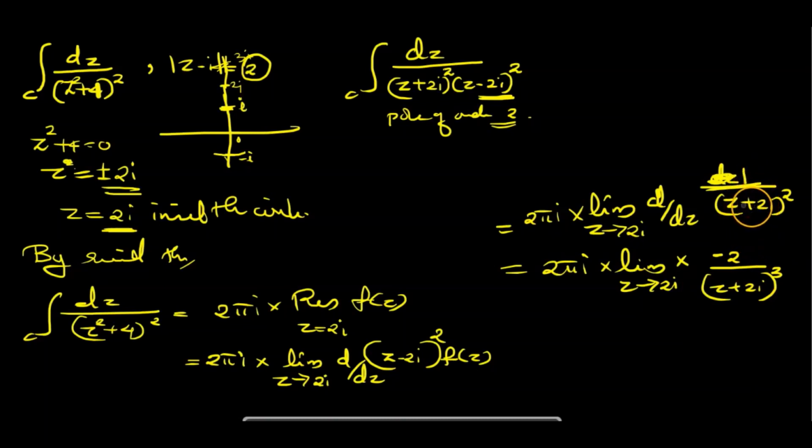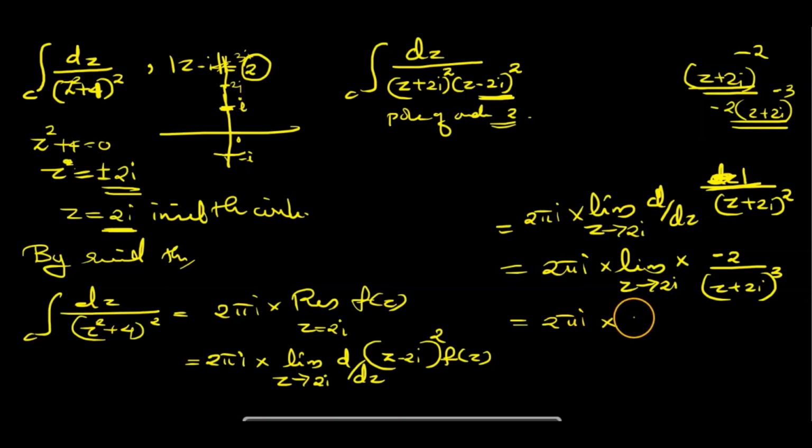This is 1 by z², this derivative, this (z + 2i) all raised to −2. So derivative is −2 (z + 2i) raised to −2 − 1, that is −2 (z + 2i) raised to −3 is the derivative. Now that is −2 divided by (z + 2i)³. Now putting the limit z = 2i, we get −2 divided by (2i + 2i), that is (4i)³.